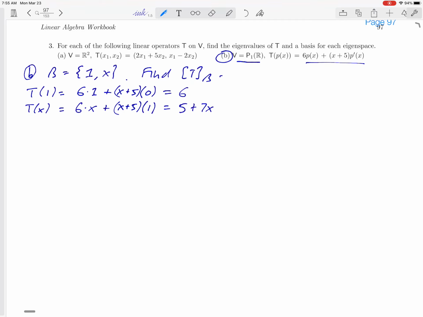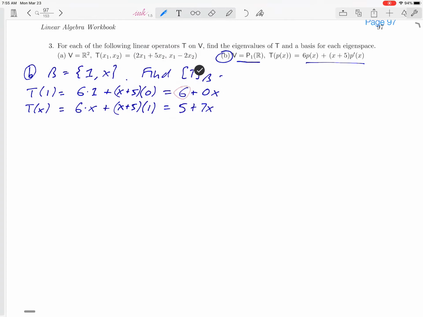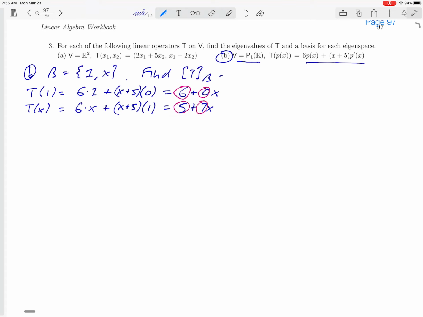Remember, we're trying to build a matrix, so the 6 that we got up here on the first line, it's convenient to rewrite that as 6 plus 0x, and remember that a matrix comes from looking at the coefficients. So if we take those coefficients and just build our matrix, we are going to get a matrix that looks like that. And so that gives us a starting point.